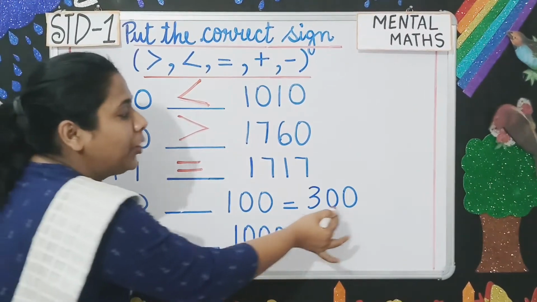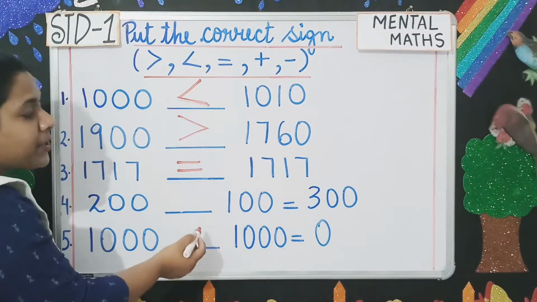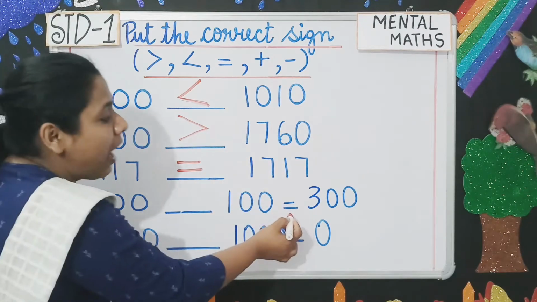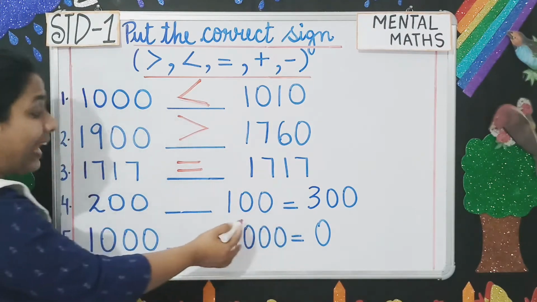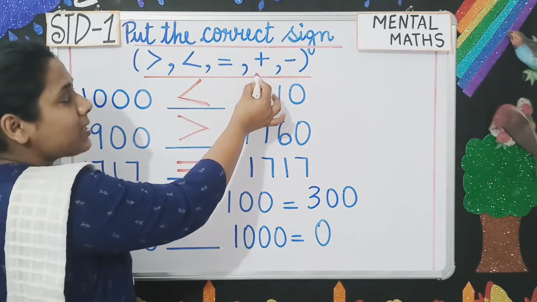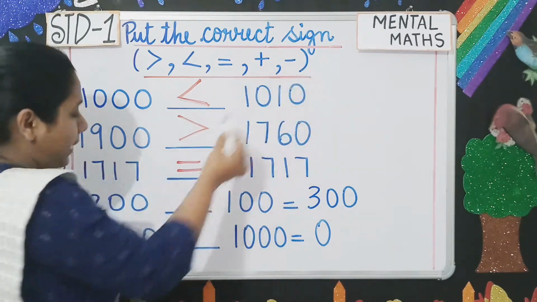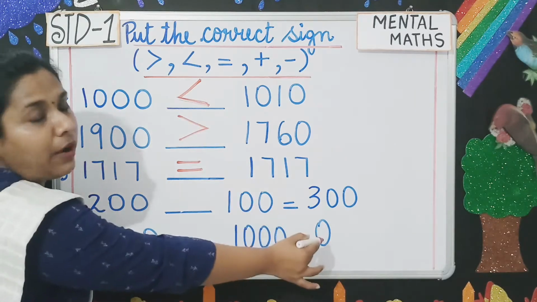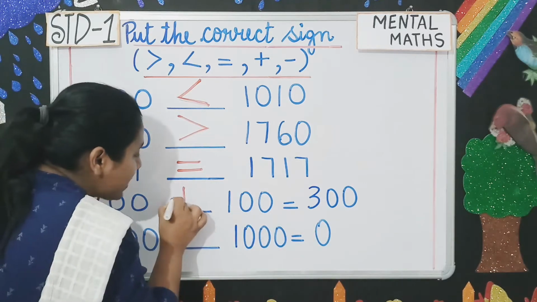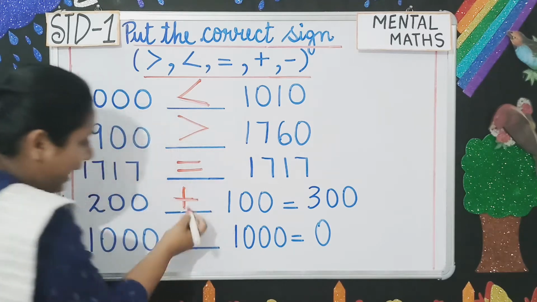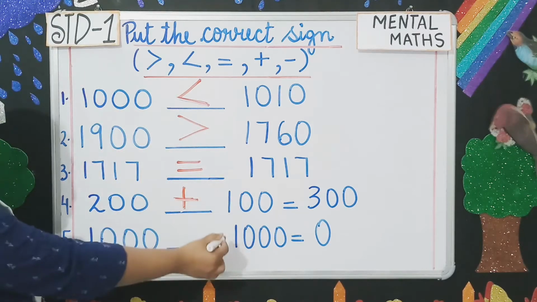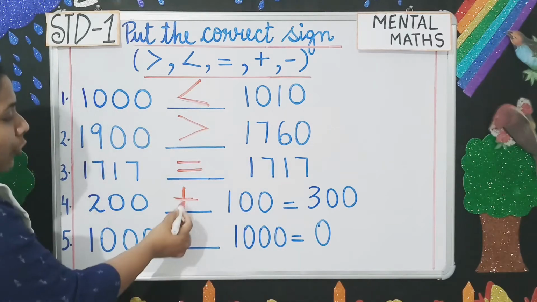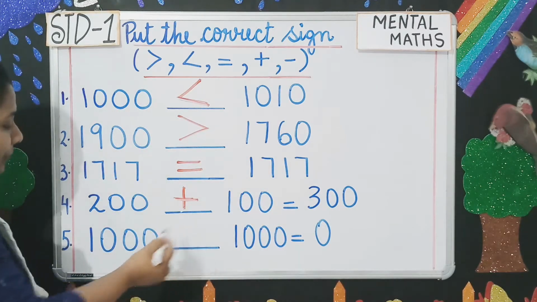200 _ 100 equal to 300. Now, remember, students, that whenever in the question you will have an equal to sign, then you will either put a plus sign or a minus sign. Now, here 200 _ 100 equal to 300. Suppose we put a plus sign here, then 200 plus 100, it will equal to 300. So, we will put a plus sign here.